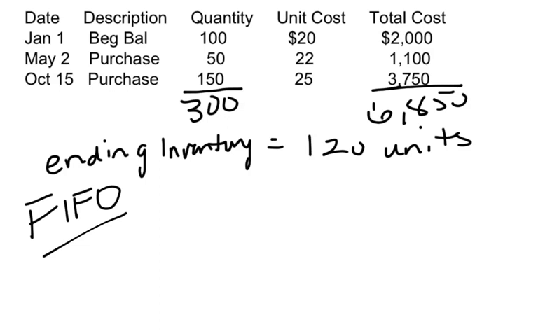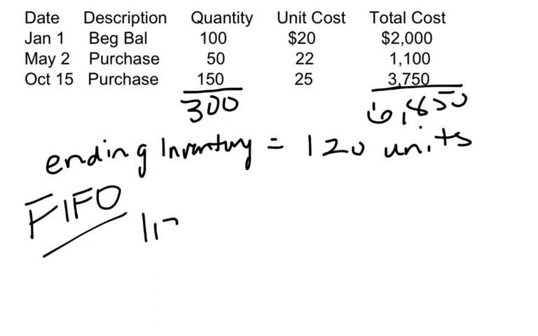So we would have started with the top level. That January 1st level would have been the first things we sold, and we would have worked our way down. Well, if that's the order we sell, what's left over? This 120 units. I want to know what it's made up of. Well, it would be the most recent purchases. So that 120 units under FIFO would have to be all out of that last level, that October 15th level.